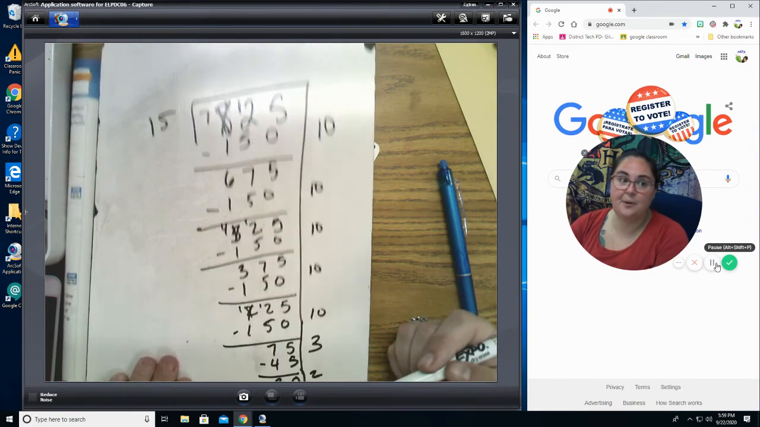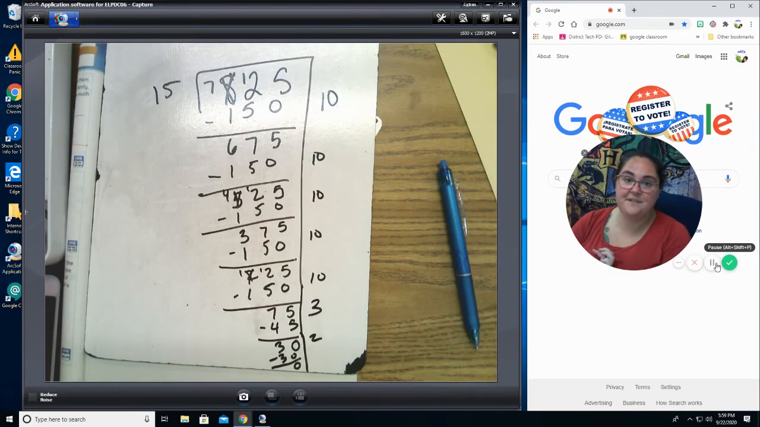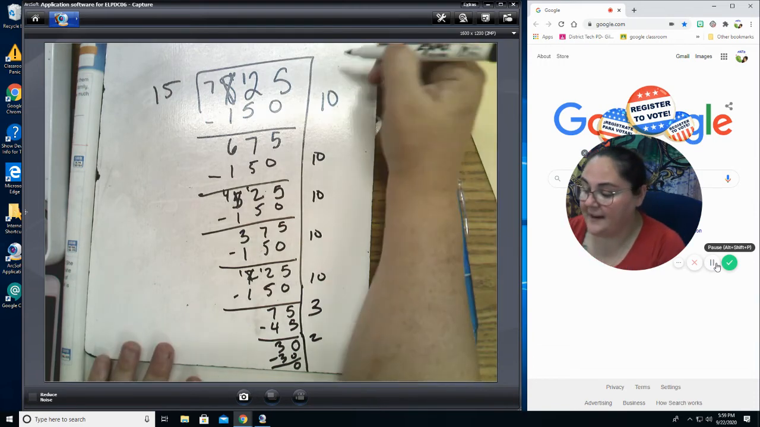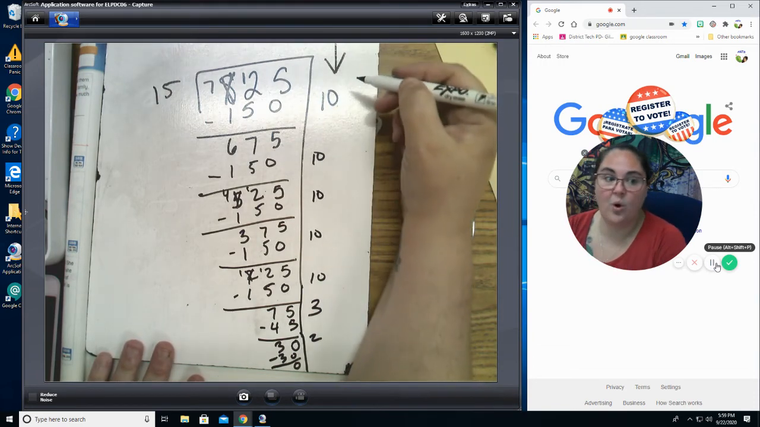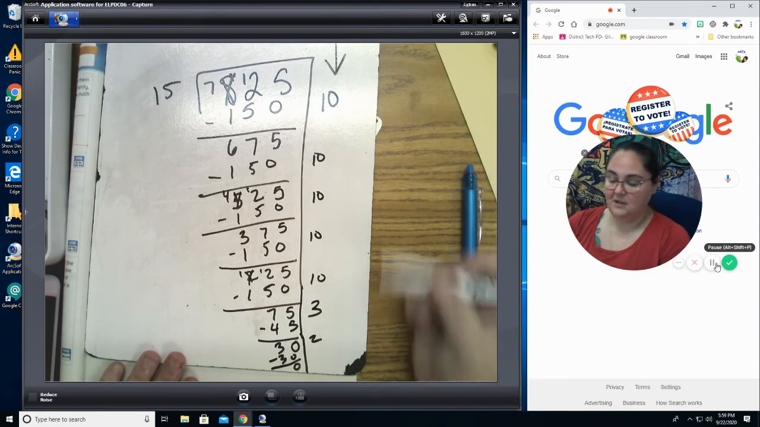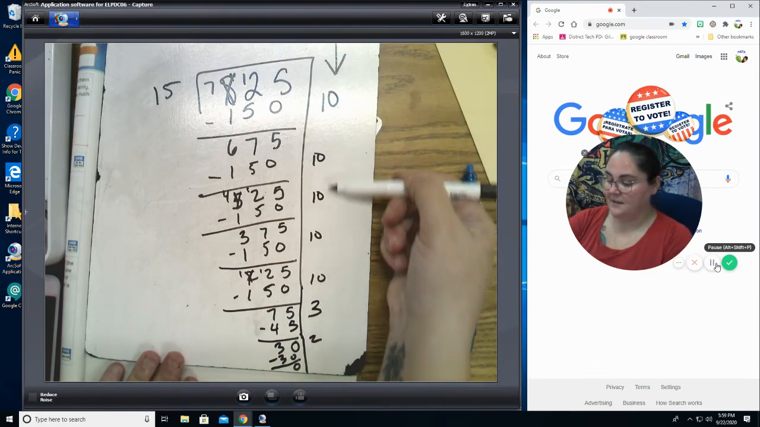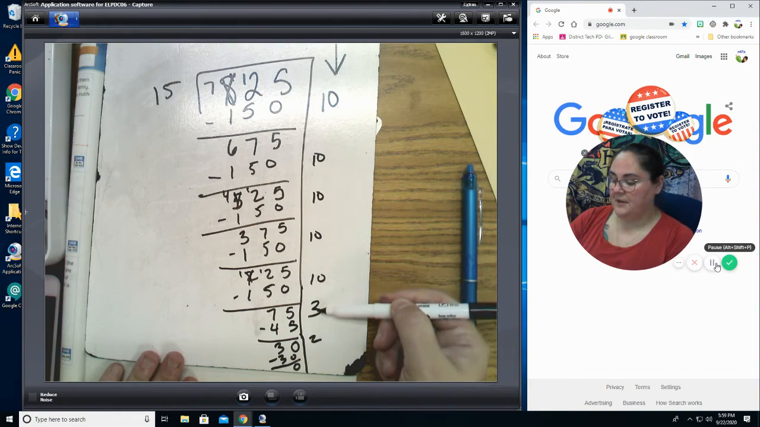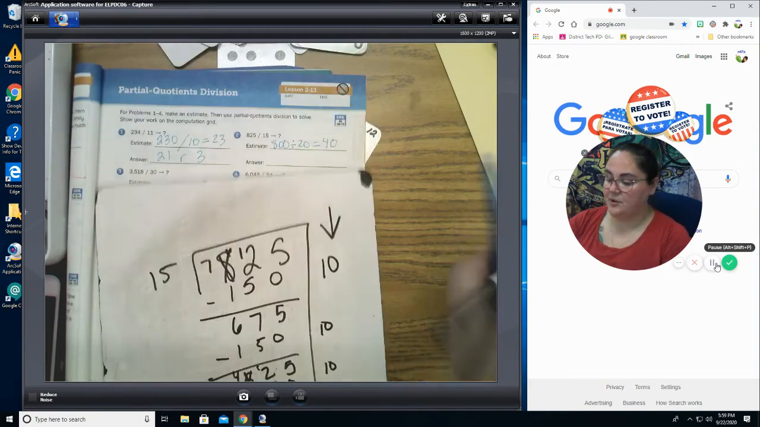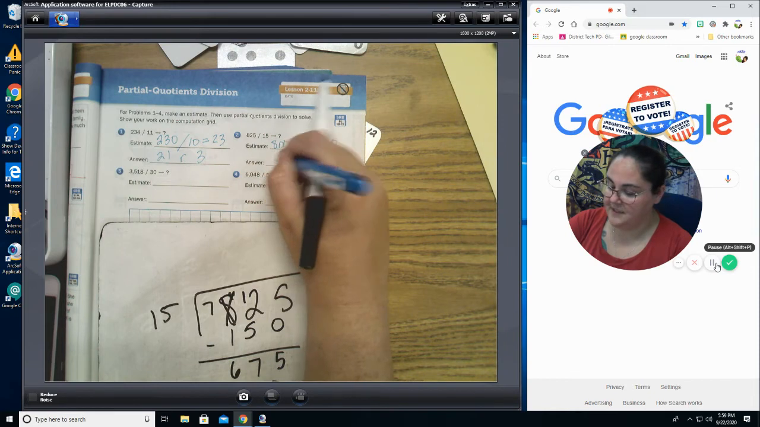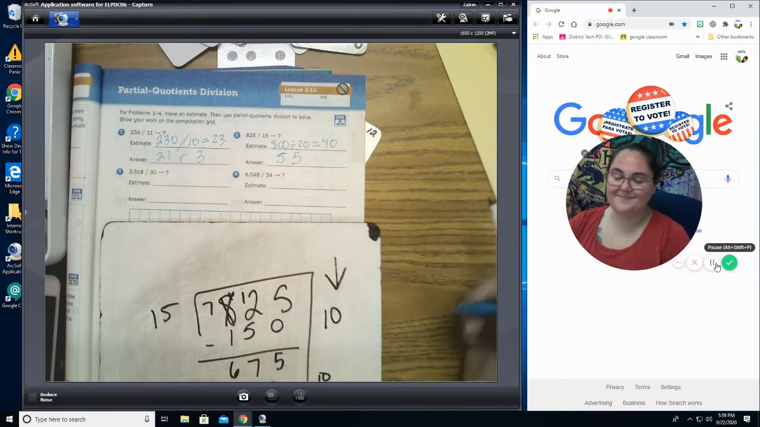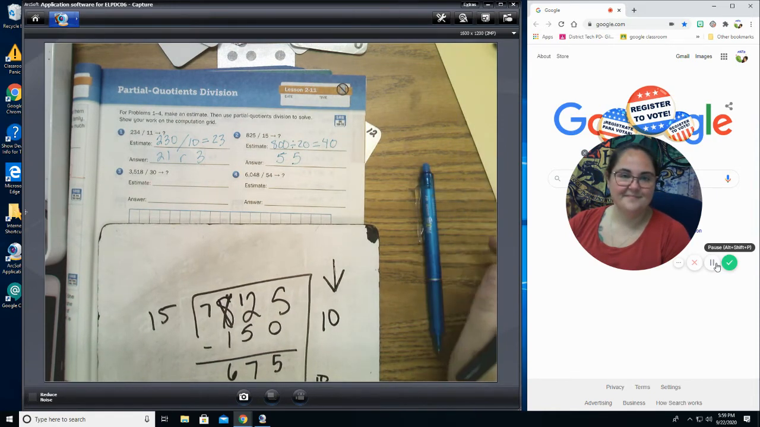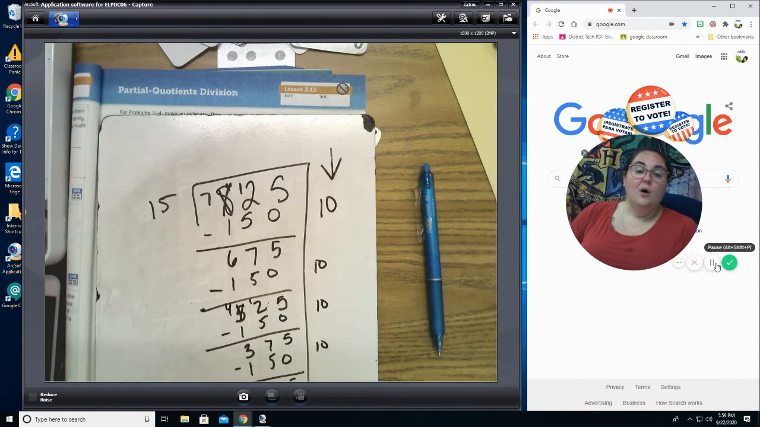Now, this is the tricky part. Now I have to find my answer. Remember, to find your answer, you're going to add up this whole row. So 10, 20, 30, 40, 50, 53, 54, 55. So your answer is 55. Woof. Took a lot of space, didn't it? Sometimes it does.